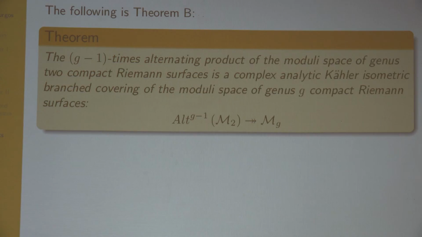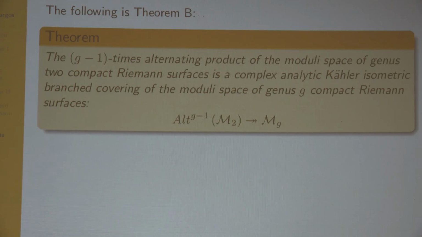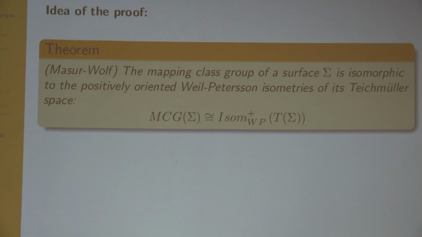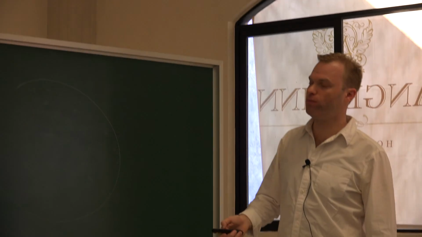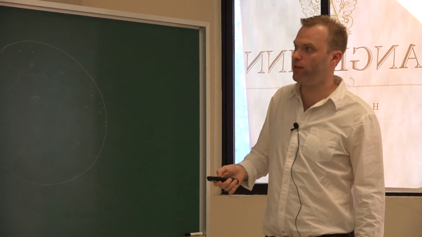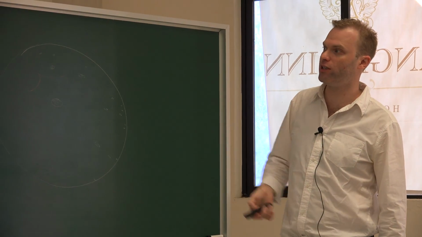And we recall Theorem B: the G-1 times alternating product of the moduli space of genus G compact Riemann surfaces is a complex analytic Kähler isometric branched covering. Recall that everything is in the orbifold sense again. The idea of the proof is to use the Masur-Wolpert theorem. It is the analog of Royden's theorem for the Weil-Petersson metric. It says that the mapping class group of a surface is isomorphic to the positively oriented Weil-Petersson isometries of its corresponding Teichmüller space.